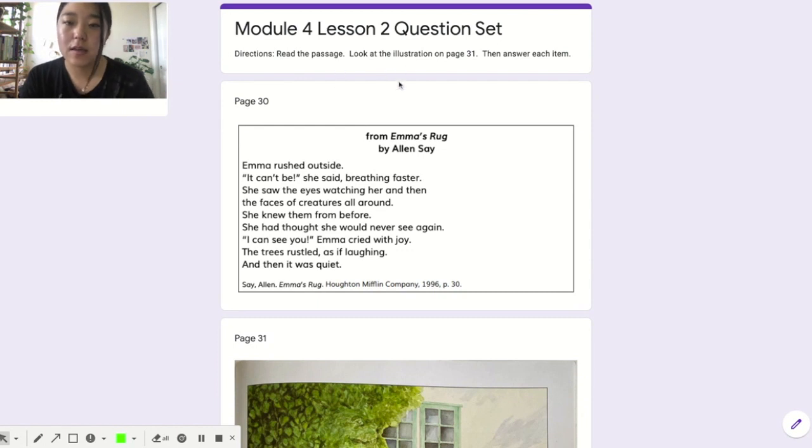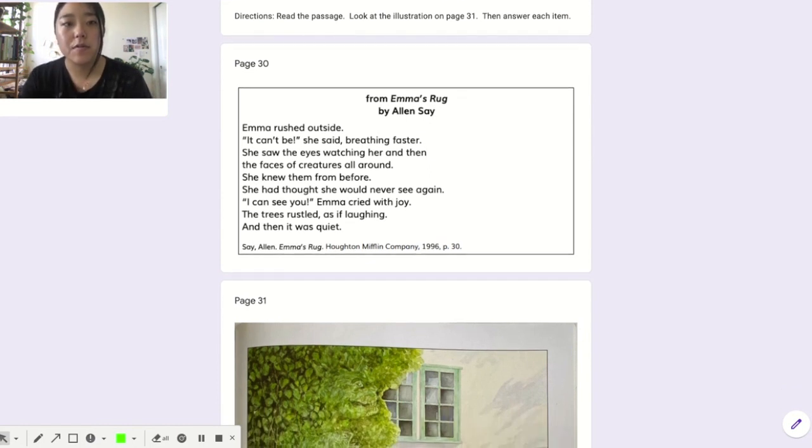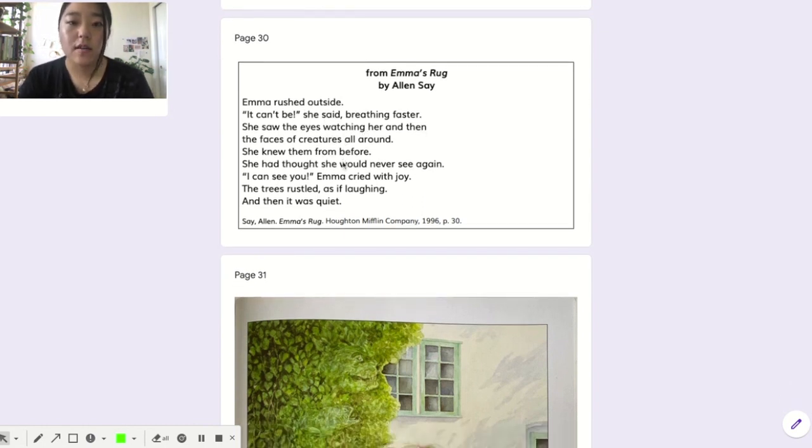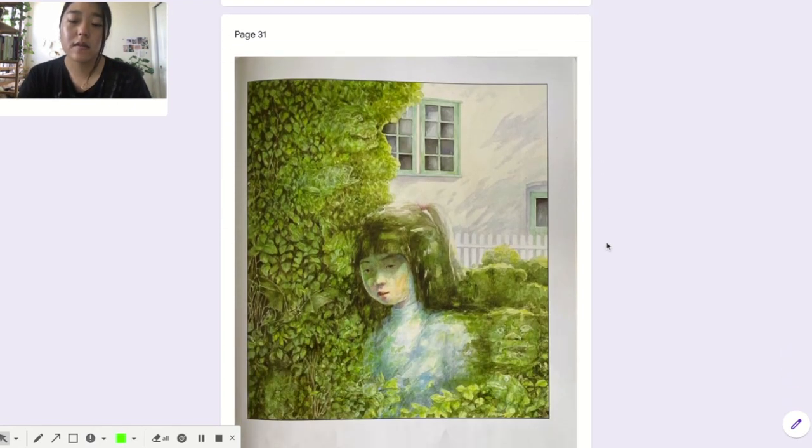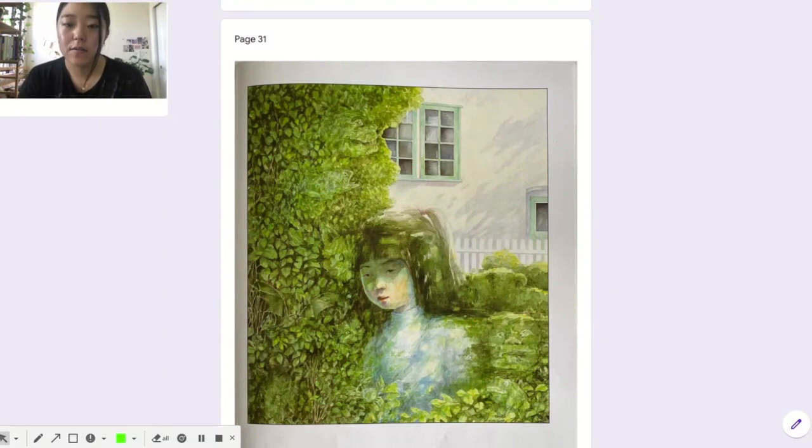Directions. Read the passage, look at the illustrations on page 31, then answer each item. Alright, so here is page 30 from Emma's Rug by Allen Say. Emma rushed outside. "It can't be," she said, breathing faster. She saw the eyes watching her, and then the faces of creatures all around. She knew them from before. She had thought she would never see again. "I can see you," Emma cried with joy. The trees rustled as if laughing, and then it was quiet. Okay, so this is the illustration on the next page, page 31.